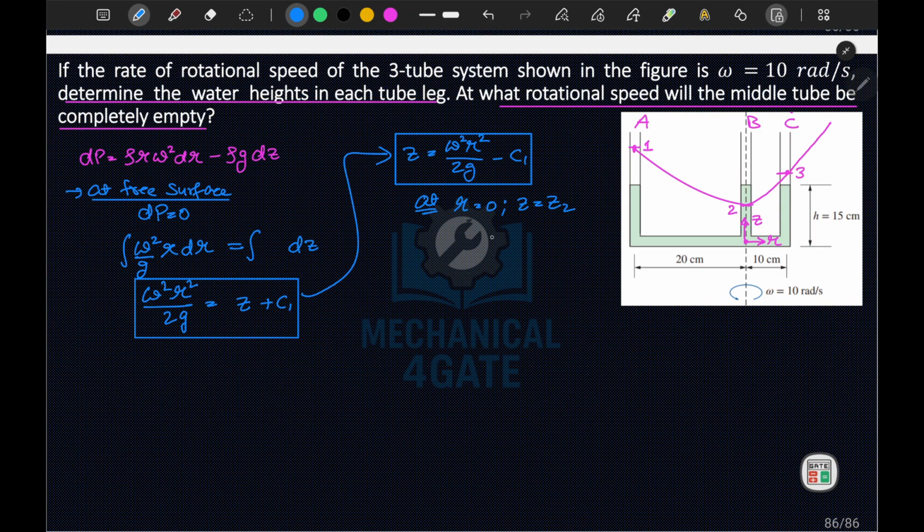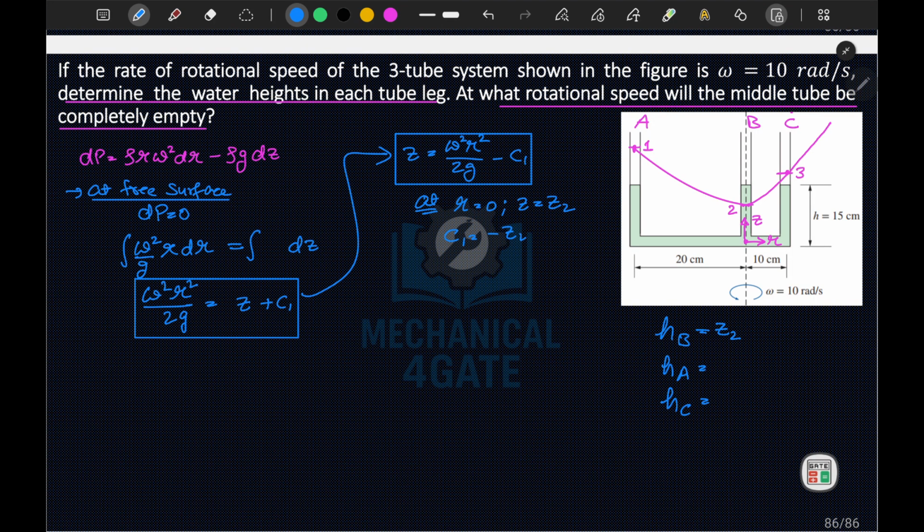Okay, so z is equal to z2, so I can say that c1 is equal to minus z2. Okay, so we can say that our z2, or I can write that my height of the liquid in B is equal to z2. Okay, now your length of liquid in A is equal to length of liquid in C.